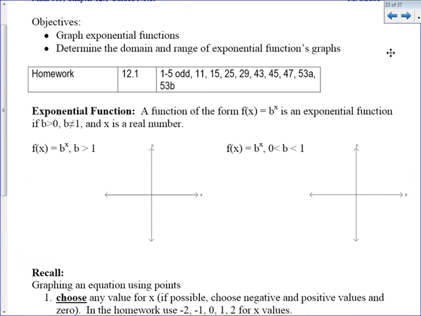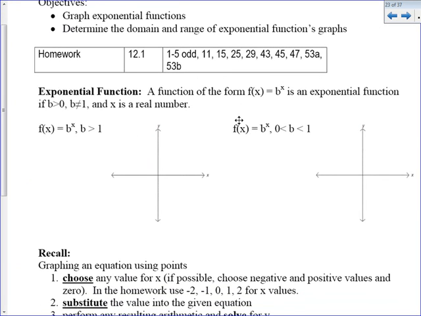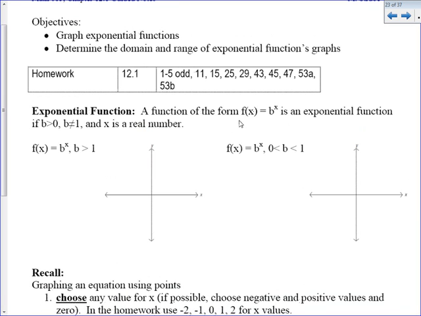So here's what an exponential function looks like. It's in this form. F of x equals b to the x. So that base is a number. It has to be greater than 0, but it cannot be 1. And x is a real number. So it's just the number raised to the power x. That's what an exponential looks like. So like 4 to the x, 1/3 to the x, those were a number raised to the x.